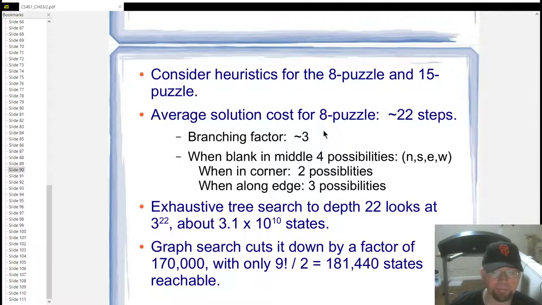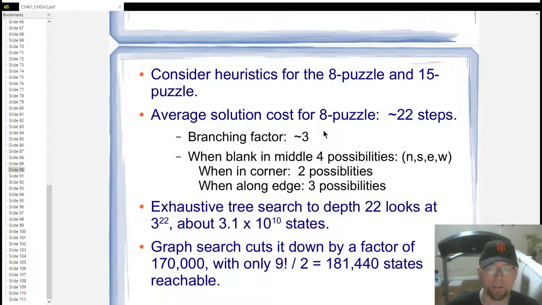Now, you know, the graph search can cut that down by a lot, right? So if you remember the difference between tree and graph, the graph remembers states you've generated, and so you'll just ignore them if you come across them again. So by doing that, again, we won't get too heavy into the math. I'm not going to prove this to you. I'm just taking the textbook's word for it, and you can take my word for it.